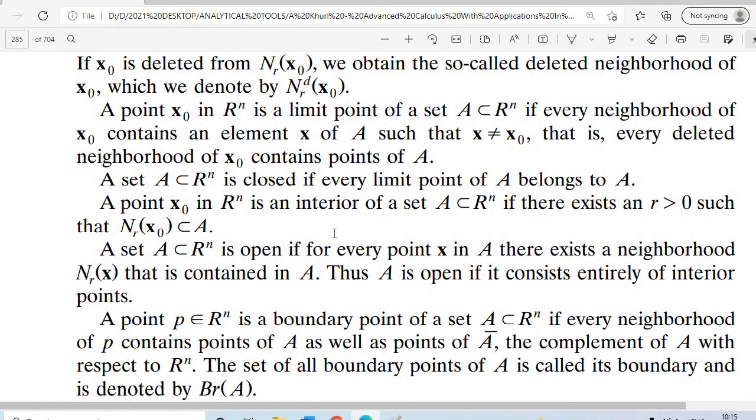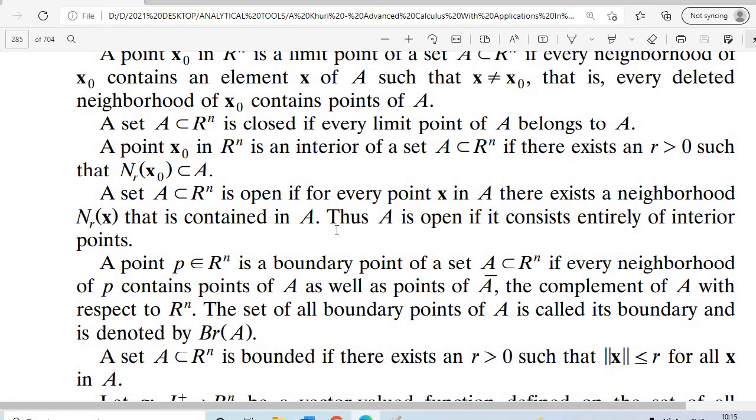Okay, I think you got the idea. Now we have discussed closed set, interior. Then a set is said to be open. When we say that a set is open, the idea of interior is clubbed with open set. So a set is said to be open.